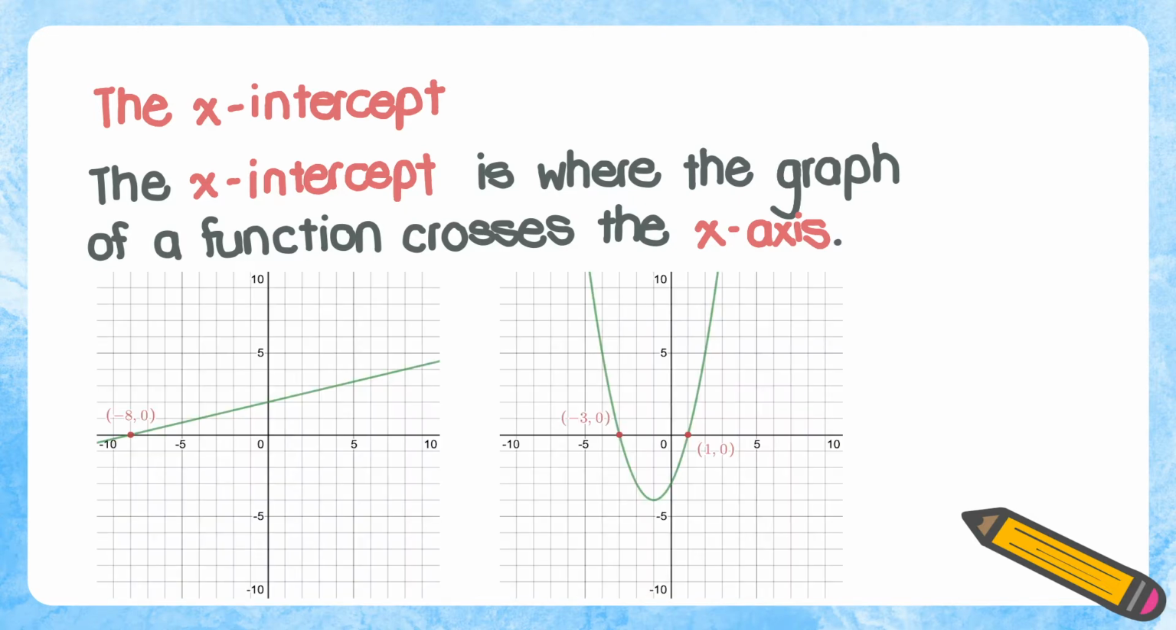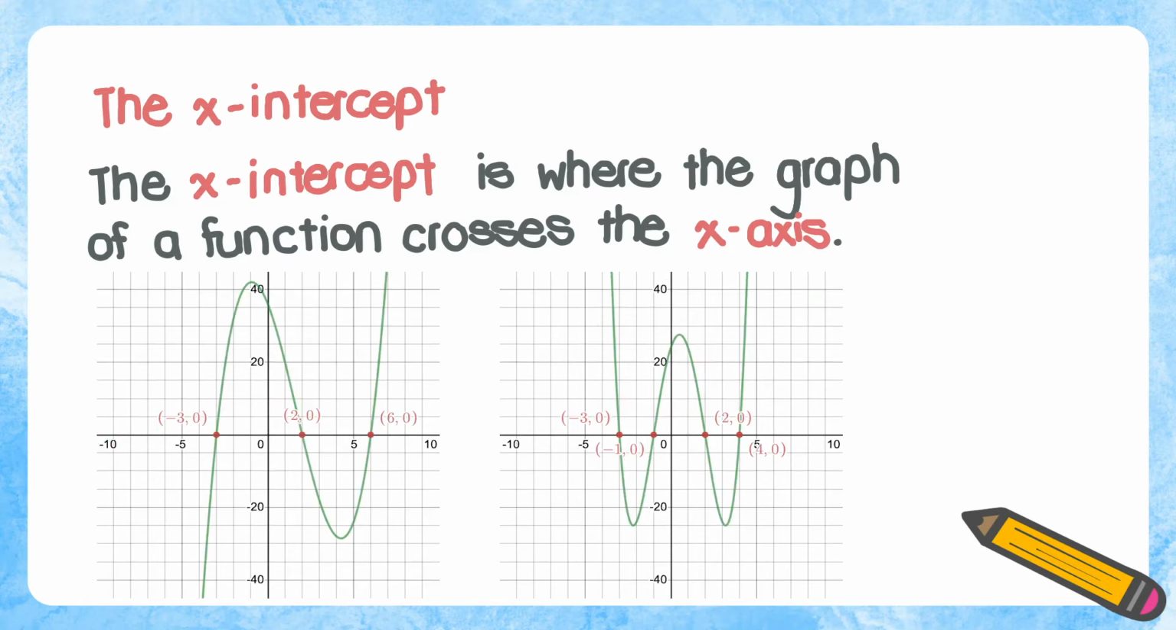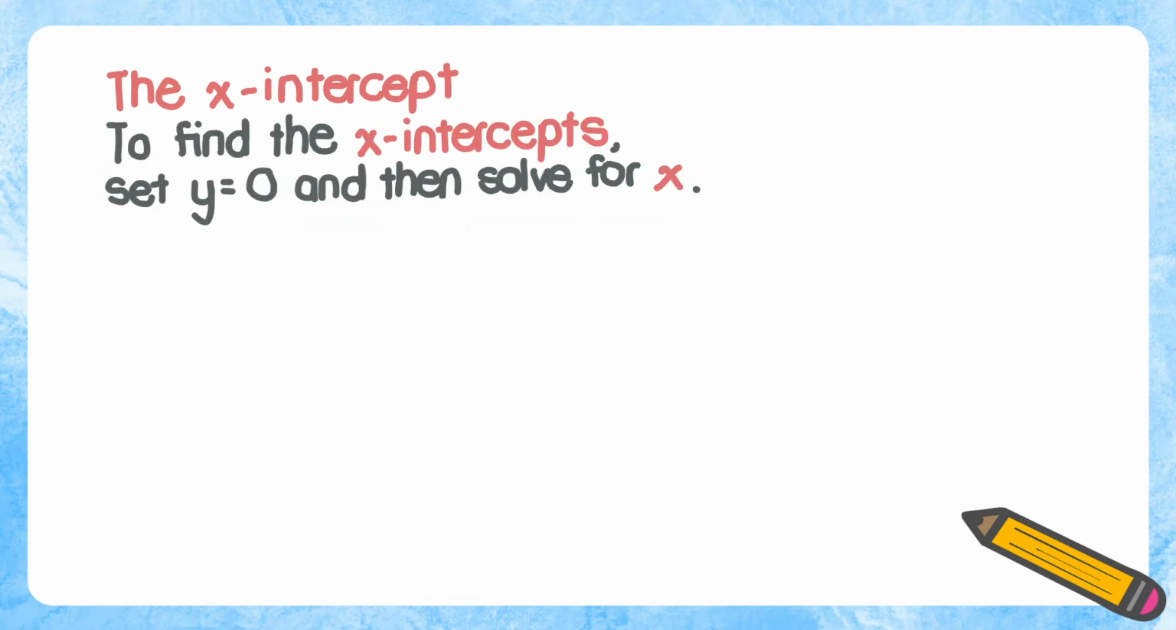Here are some random graphs with their x-intercepts. What do you notice about the coordinates? So if you noticed, the y value of all the coordinates of any x-intercept is always 0. So our x-intercepts happen when y equals 0. So in order to find x-intercepts, we set y equal to 0 and then solve for x. Again, we set y equal to 0 and then find x.